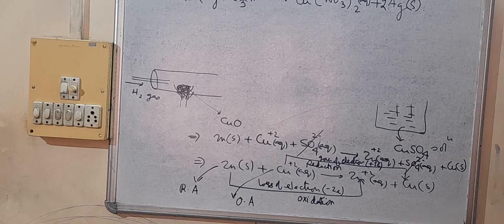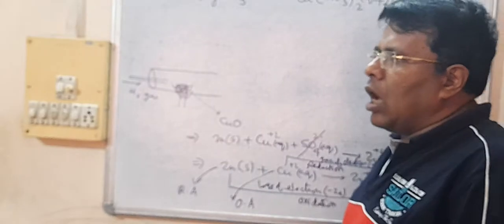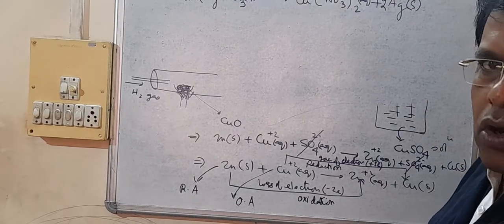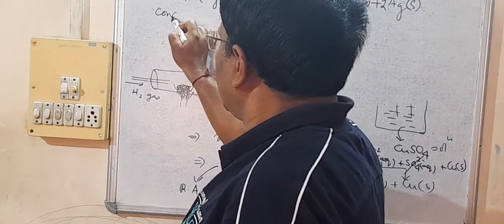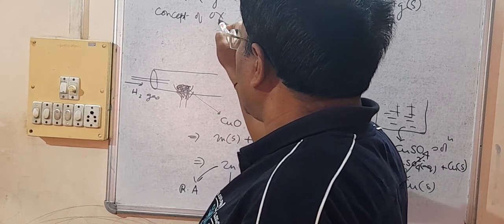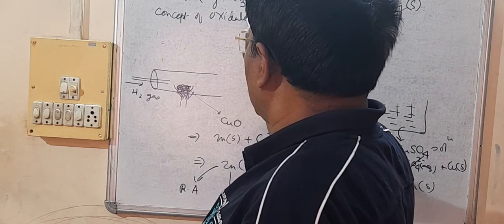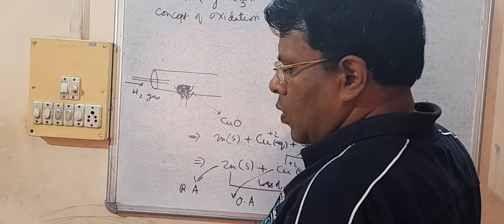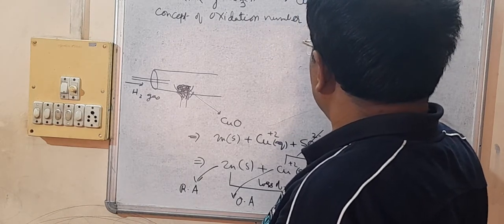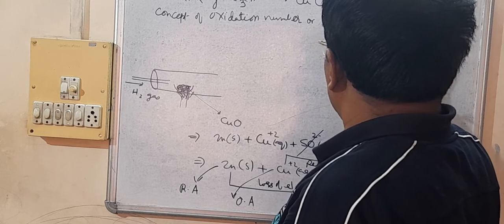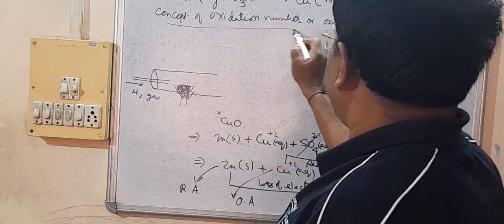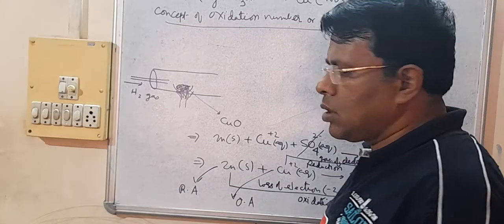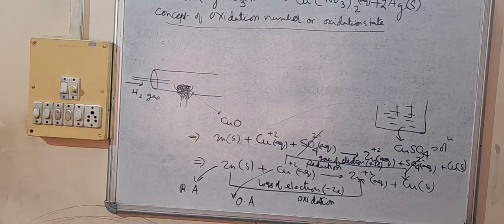Okay, now I would like to give you the concept of oxidation number, or oxidation state. What is oxidation number or what is oxidation state? What is oxidation and reduction in terms of oxidation number? These all I am going to say now.